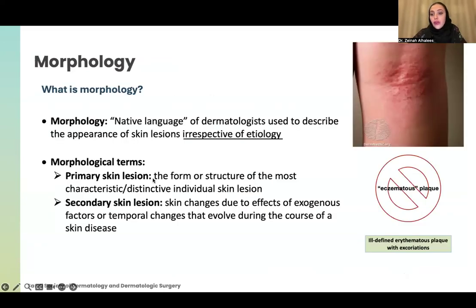So what do we mean now? Moving on to morphology. Does anybody have questions on conducting a proper skin exam?